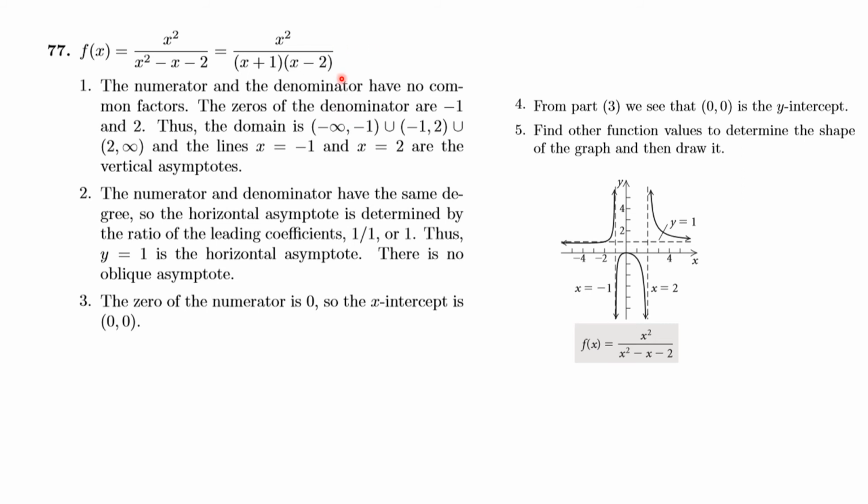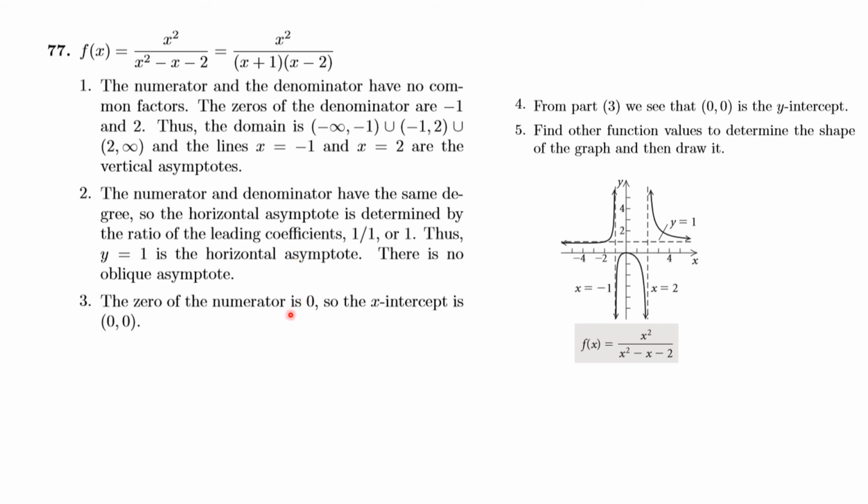This is the factorization, and so we find that the lines x equal minus 1 coming from this one and x equal 2 are the vertical asymptotes. Since we have the same degree, y equal 1 is the horizontal asymptote because it was 1 divided by 1. And you can see that y equal 1 is the horizontal asymptote. There is no oblique asymptote.